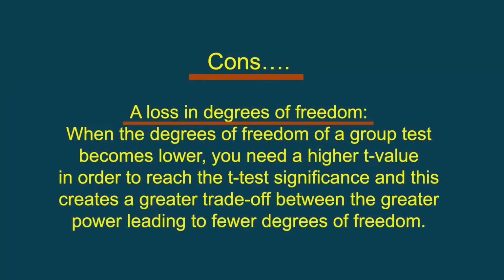There may be a loss in the degrees of freedom. When the degrees of freedom of a group test becomes lower, you need a higher t-value in order to reach the t-test significance, and this creates a greater trade-off between the greater power leading to fewer degrees of freedom. So if you want to go for greater power, more powerful test, the degrees of freedom will be less. So there will be a trade-off.